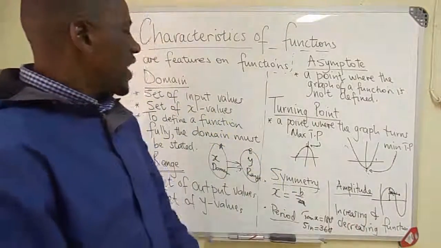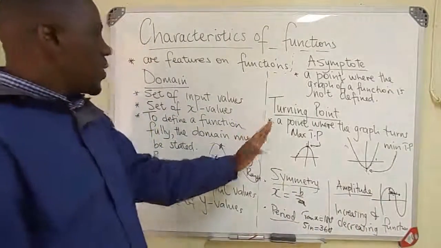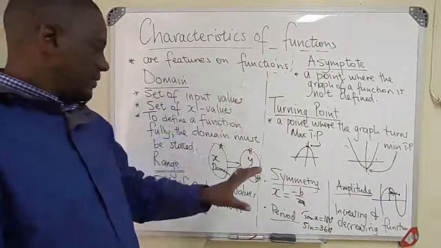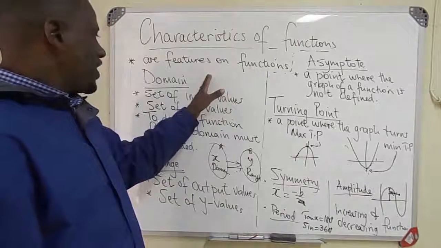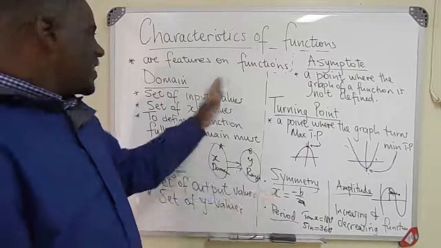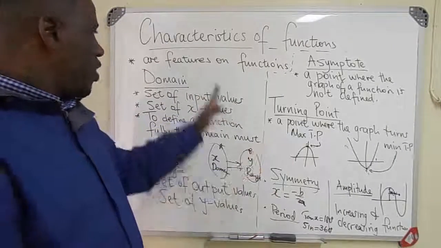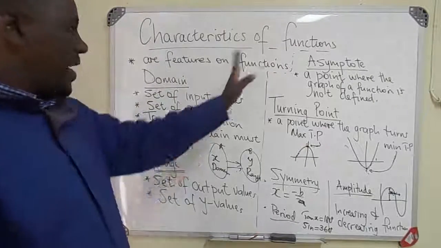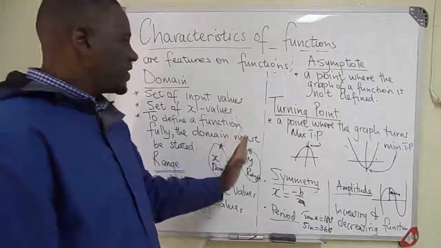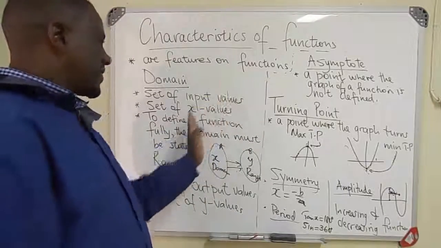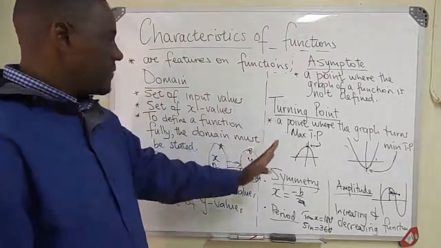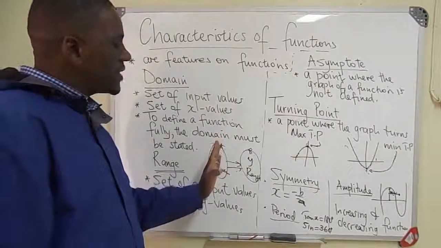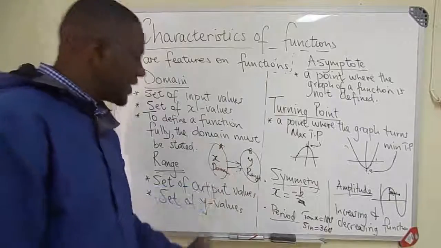So when we're talking about different functions, we talk about different characteristics. One function has a turning point, the other one doesn't. All functions have the input and output. But for other features, these functions vary. Some have asymptotes, others do not. Some have amplitude, others don't. Some have a line of symmetry, others don't.